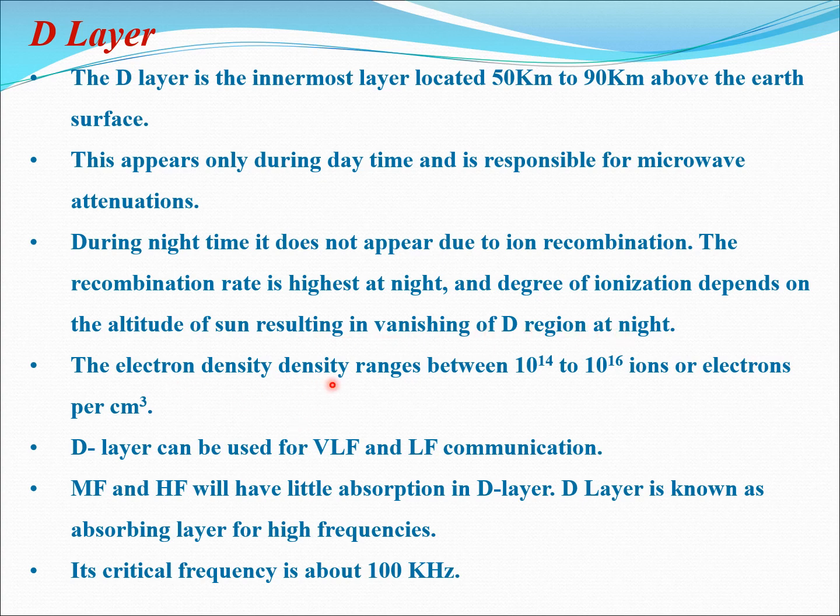And the electron density ranges between 10 power 14 to 10 power 16 ions or electrons per centimeter cube. D layer can be used for very low frequency and low frequency communication. Medium frequency and high frequency will have little absorption in D layer. D layer is also known as the absorbing layer for high frequencies. Its critical frequency is about 100 kilohertz.